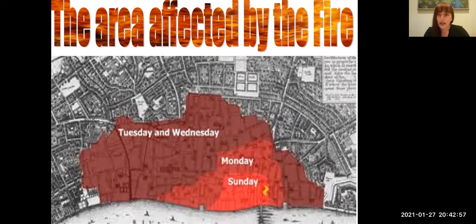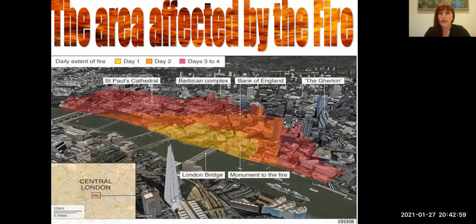To put that into context for today, here's a modern picture of the centre of London. London's a very big place now, so it doesn't look so much now. Here's the Gherkin again, like from the original picture, and the Shard that we saw on that first picture of London. Here are the bridges over London, over the River Thames. And again, here's that Sunday picture. Monday, Tuesday, Wednesday, and then Thursday it stopped. But even so, that's a big area. Look at all the buildings underneath.